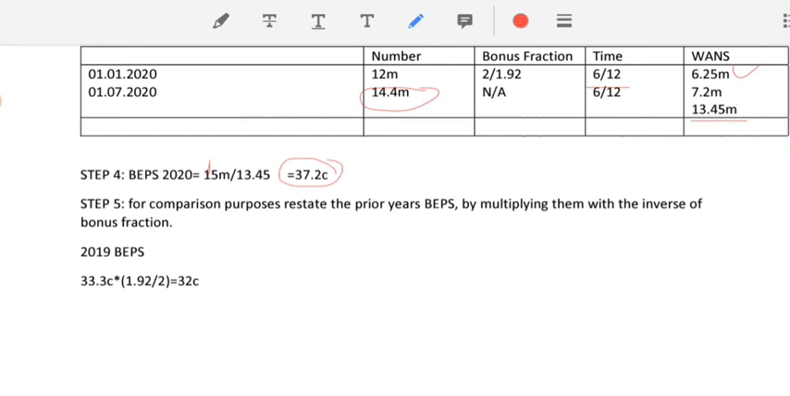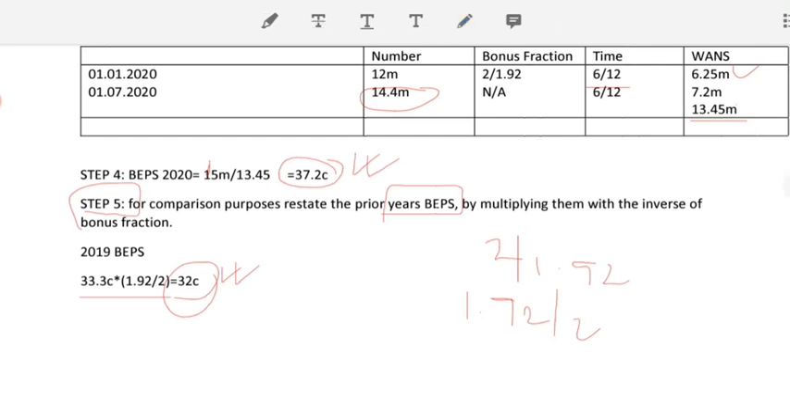And for the purpose of comparison, they say restate the prior year's basic earnings per share. That one we multiply with the inverse of the bonus fraction. If the bonus fraction is 2 over 1.92, the inverse is 1.92 divided by 2. That's what we will do, and it's what we have done here. We multiply it, we get 32 cents. Now we are able to compare to say this year we are better than the last year, because now we earn 37.2, here we earn 32.